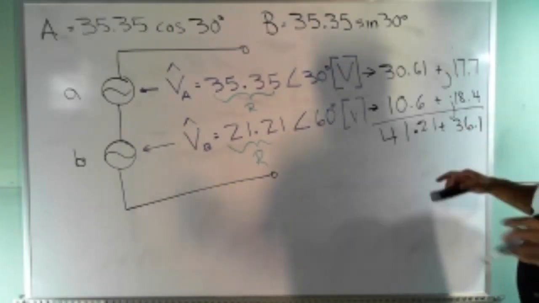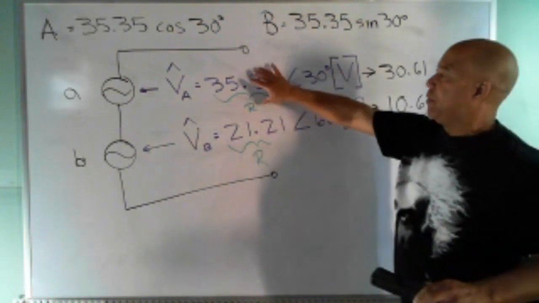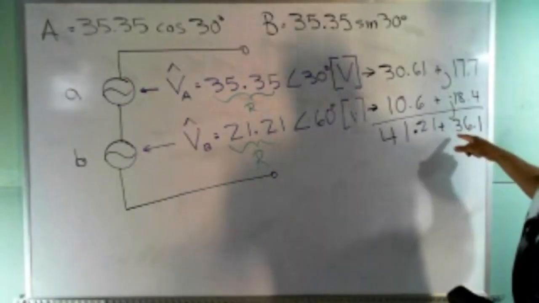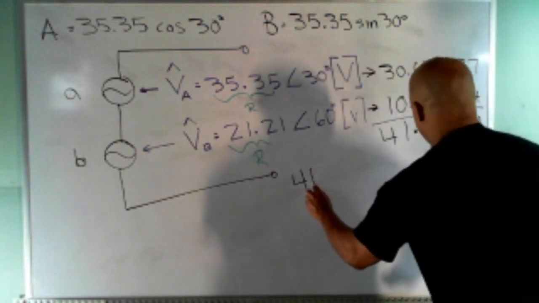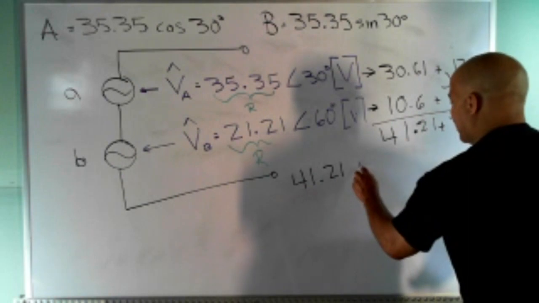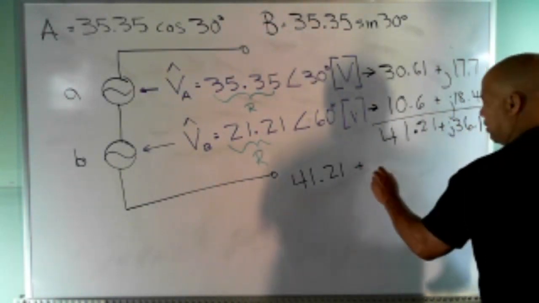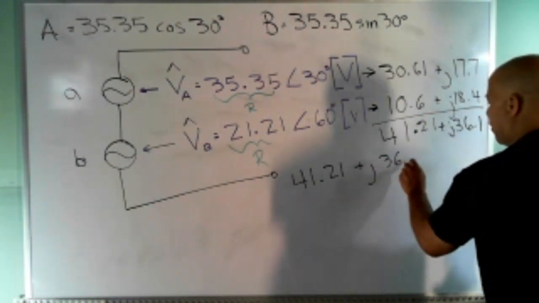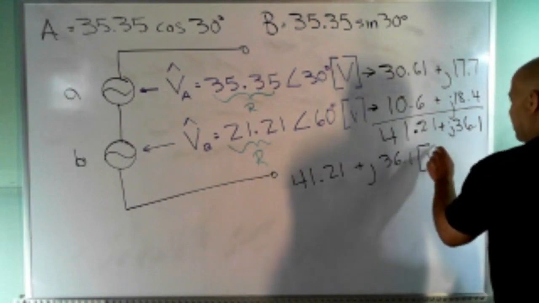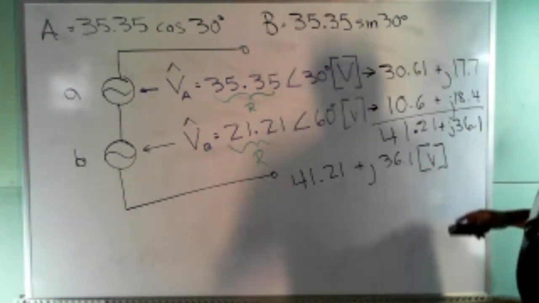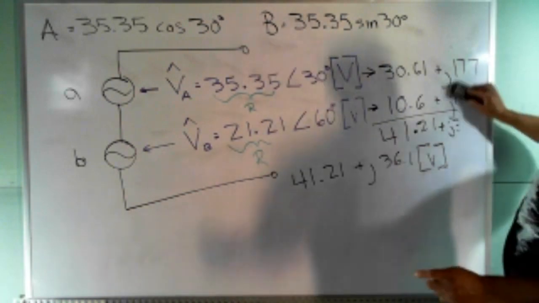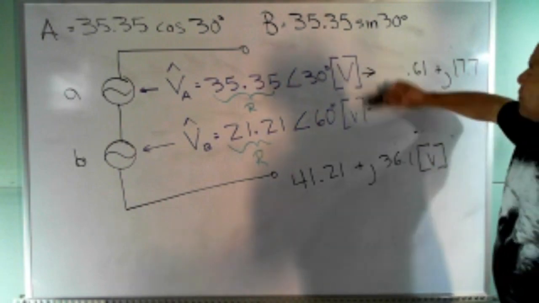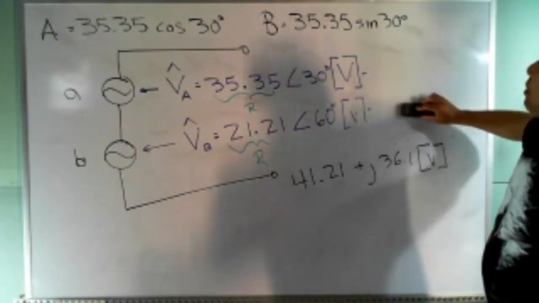Okay. Now, you don't leave it like this. However you were given the waveform is what you want to show. So now I take this number and write it over here so it's neater. I got 41.21 plus, and again, there should be a J here, J 36.1 volts. So I've added these up, and now what I have to do is go back to polar form. You always want to show your current or your voltage as phasors in polar form. So I'm going to go back.